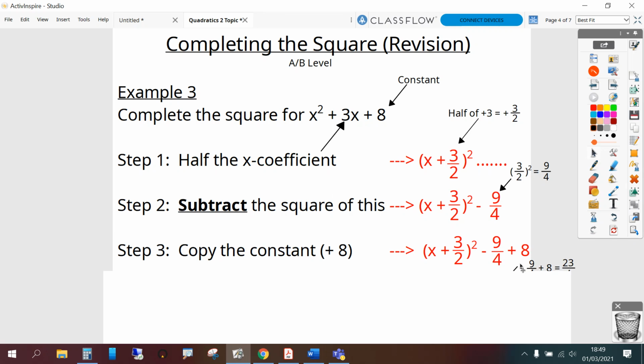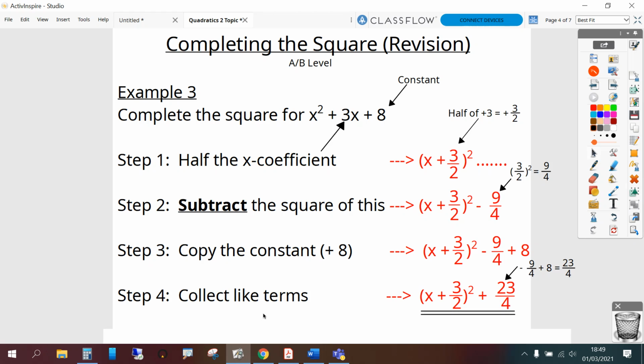Copy the constant of plus 8. And then step 4, collect like terms. Now, negative 9 over 4 add 8. Might need to do some fraction work to work that out, but that is 23 over 4. Positive 23 over 4, and there's our answer.